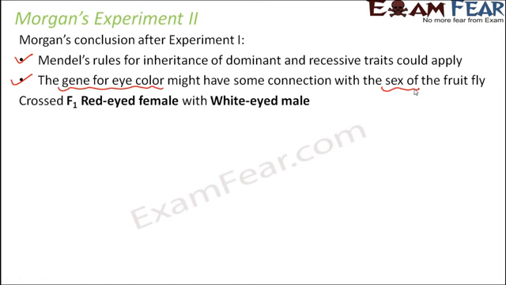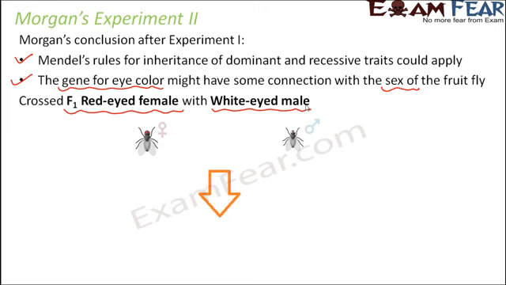Here he crossed the F1 red-eyed female with a white-eyed male. So he just wanted to check if females can be produced, or if females are formed with white eyes, or white eye is only limited to the male sex. So for that purpose, he took a red-eyed female of the F1 generation and the parental white-eyed male. So this is what he took. So this was the parental generation, and what was the result?